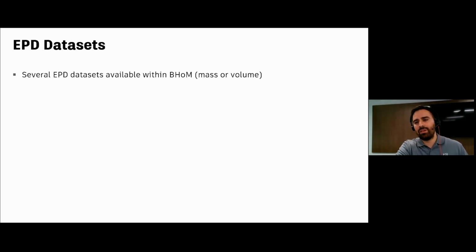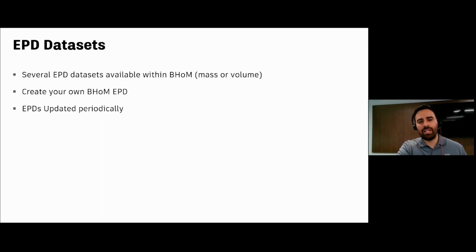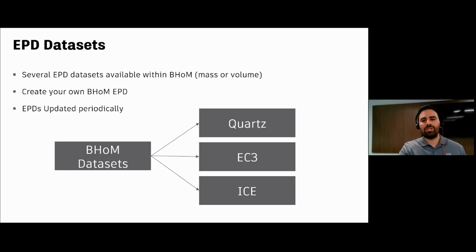There are many different data sets. So the key on this is, how do you get your EPDs? Where do you get them? How do you get it set up? They will be mass or volume, so just be aware, be mindful when you're getting this set up. Within BHoM, you can actually create your own EPD. Let's say the data sets out there, maybe you don't like. They're updated periodically. And here are just some of them.